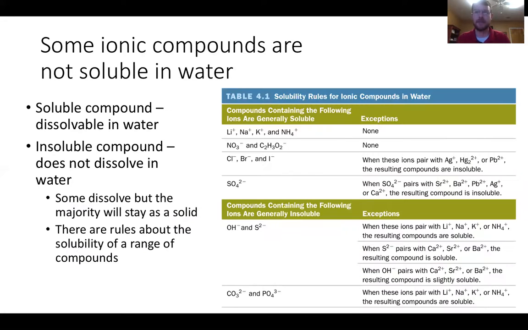Now, some ionic compounds, as we said, are not soluble in water. Not all ionic compounds dissolve in water. If they are soluble, they dissolve. If they're not soluble, they don't dissolve, and usually they precipitate out. In a lab, we might see a reaction where a precipitate is formed. That is the solid that forms in the reaction. There are solubility rules about different ionic compounds, and you can see it here on this table 4.1. Again, it's table 5.1 in your book. If you have the 5th edition, this table will be given to you on an exam.